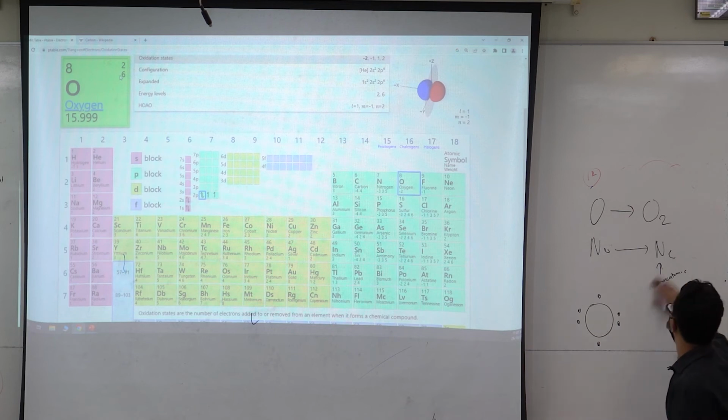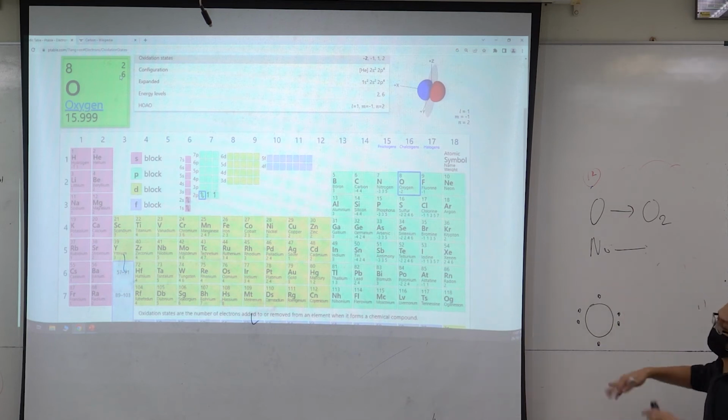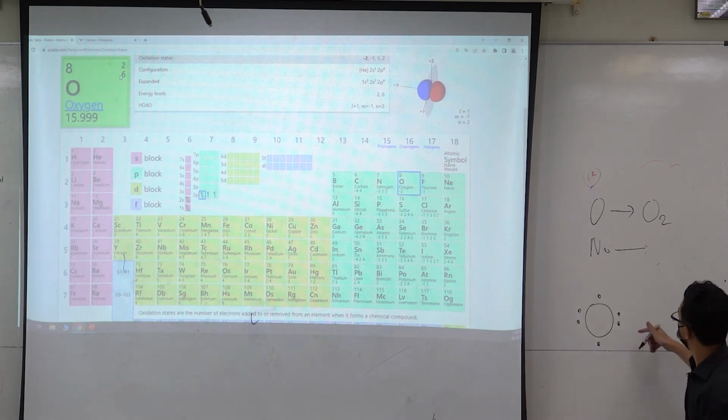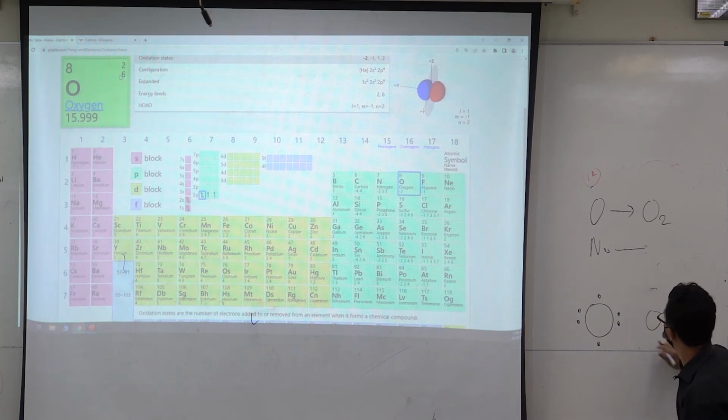That is octet. So not 2, meaning that 2 is only for helium, but octet means that you need to fill the valence shell with 8. So this is not stable because the outer electron is not octet yet. That's why they need another O here to make the octet. So they will combine, they will sort of share.